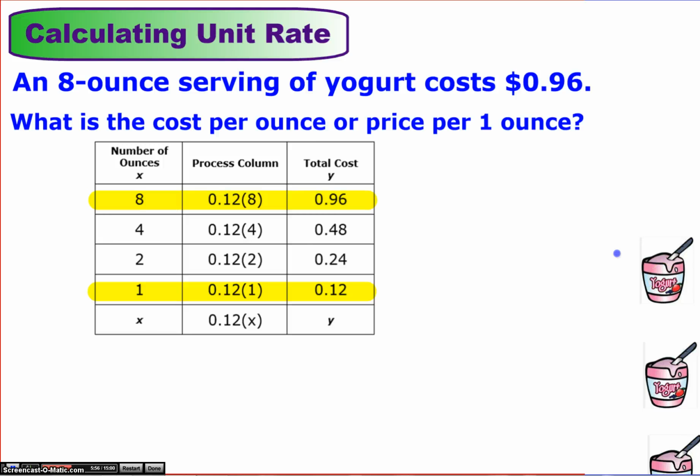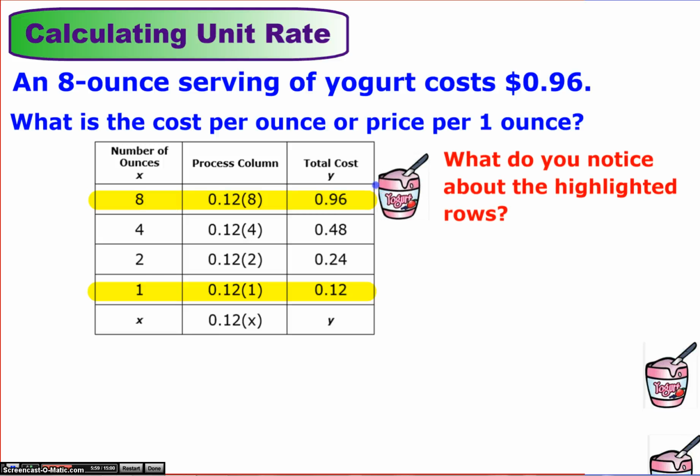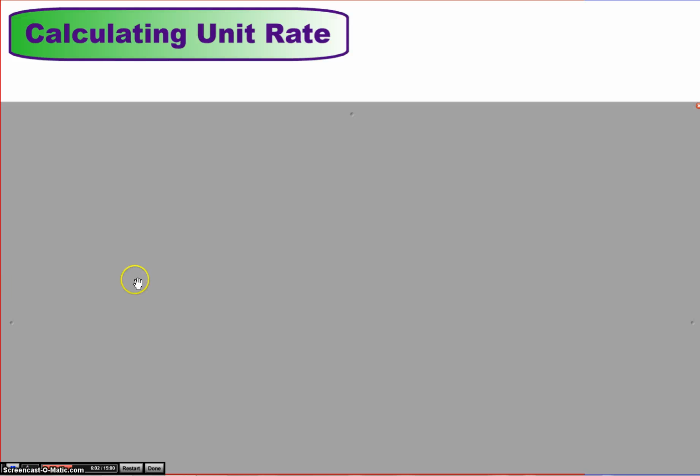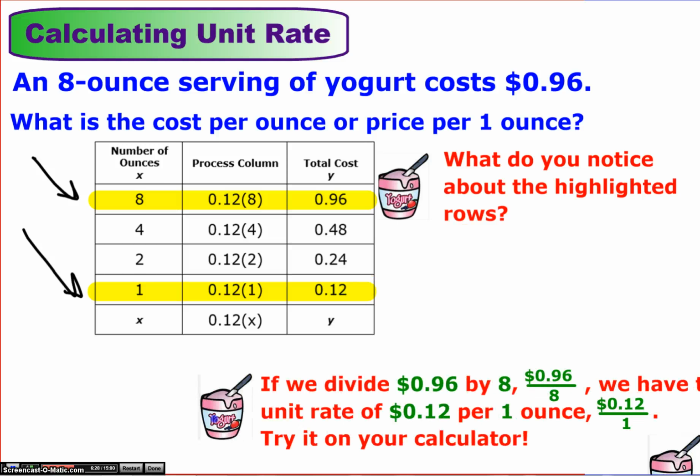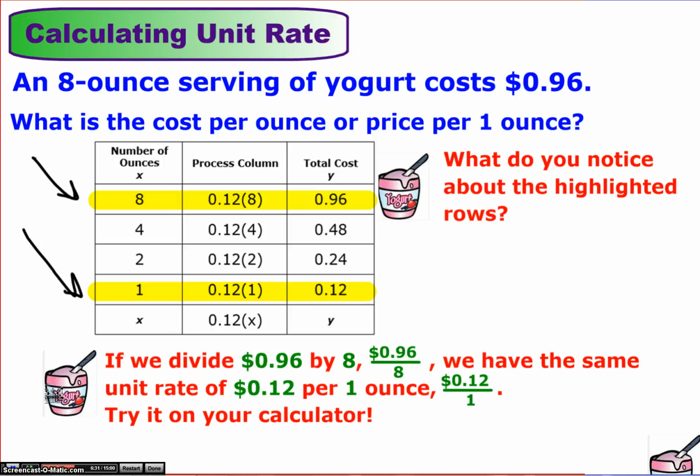So let's talk about some questions. What do you notice about the highlighted rows? This row, and this row. What do you notice about them? Well, the process columns are the same except for the number of ounces. They both have money and they both have ounces. If we divide 96 by 8, we have the same unit rate of 12 cents per 1 ounce. So try it on your calculator if you have a calculator at home.